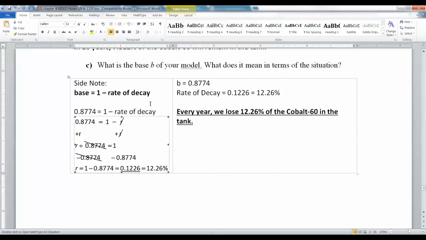And if that's the case, then you have to do the subtraction part. So you say, okay, I got 0.8774, take it away from 1, and there I've got my rate of decay. That's what I'm losing every year. It's a little funky, so you really got to pay attention. I think the adding ones, the growth ones, are a little bit easier to see, but the decay ones are a little bit harder.